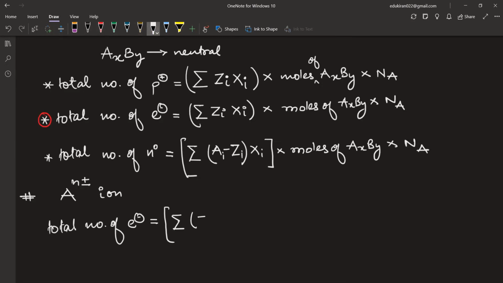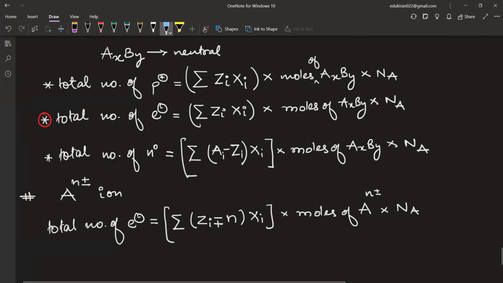subtract the number of protons that will be given by the atomic number. And if I have a cation, then I will do negative minus, and if I have an anion, I will do positive. And I will do this into N times Xi into the moles of AN, positive or negative, times Na.